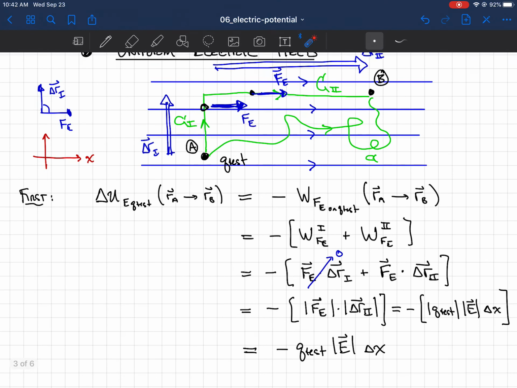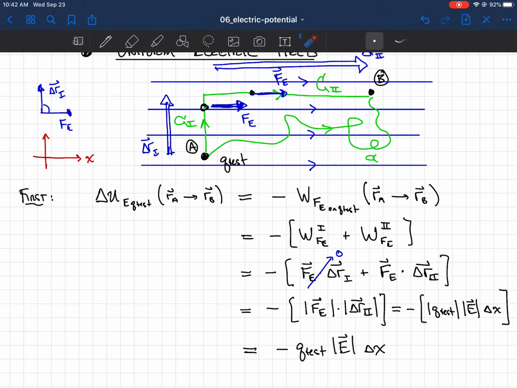Remember, if you lift up an apple, then the force of gravity is pointing down on that apple, and you're lifting it up so the displacement is up, so the work done by gravity on the apple is negative, but since the potential energy difference is the opposite of the work, the potential energy change of that apple is positive with respect to gravity. So it's the same idea here. If you move a test charge along the field lines, then you're moving that test charge in the same direction as the force, meaning the work done by the electric field is positive. But since the potential energy difference is minus the work, then you have a negative potential energy difference.